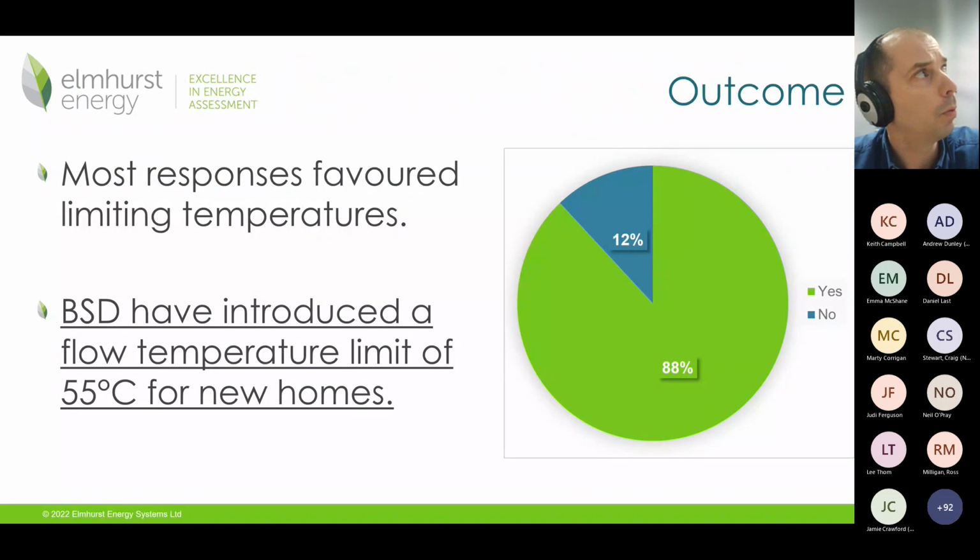that. Most people favoured this. They said this is a sensible thing to do. You know, it helps boilers now, but it also helps adoption of heat pumps in future if they're not there already. So they have introduced this flow temperature limit of 55 degrees Celsius, and that would have to be confirmed by the heating engineer when they commission the system.